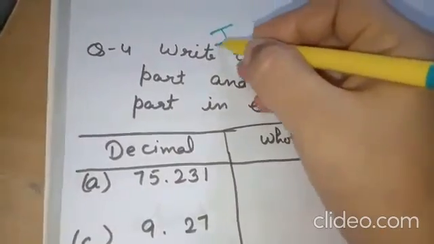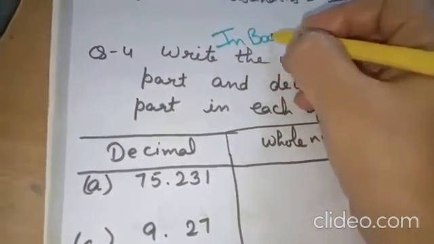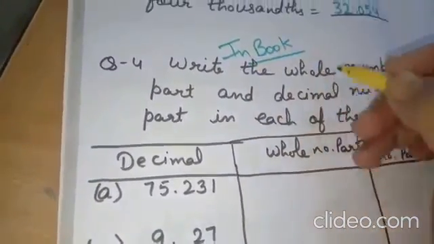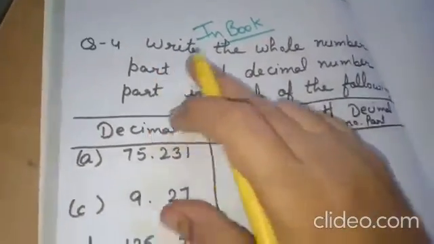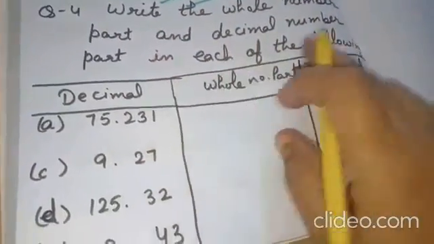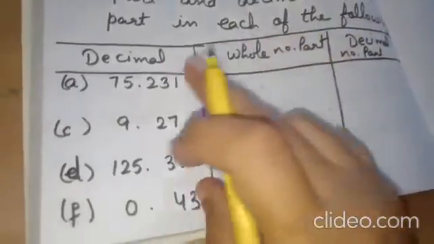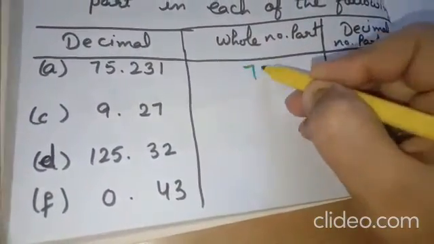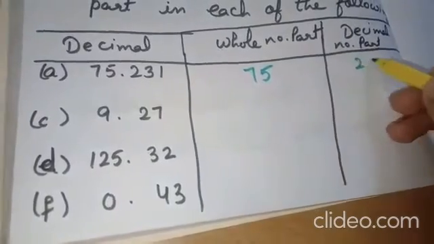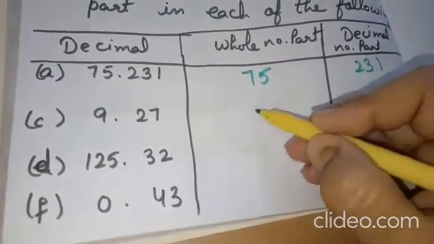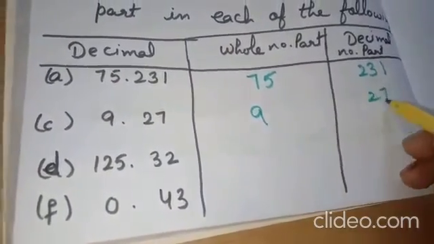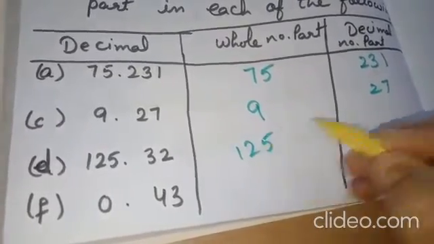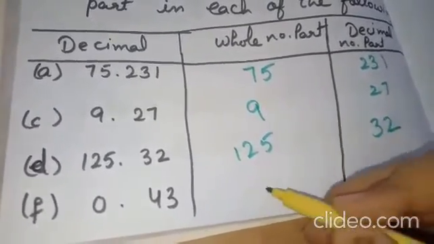Come to question number 4. You will do this question in your book only. Even question number 3 you will do in your book. Write the whole number part and decimal number part in each of the following. We know what the whole number part is. 75: the number which is before the decimal, and the number which is after the decimal. It is the same for 9, 27, 125, 32, 0, 43.